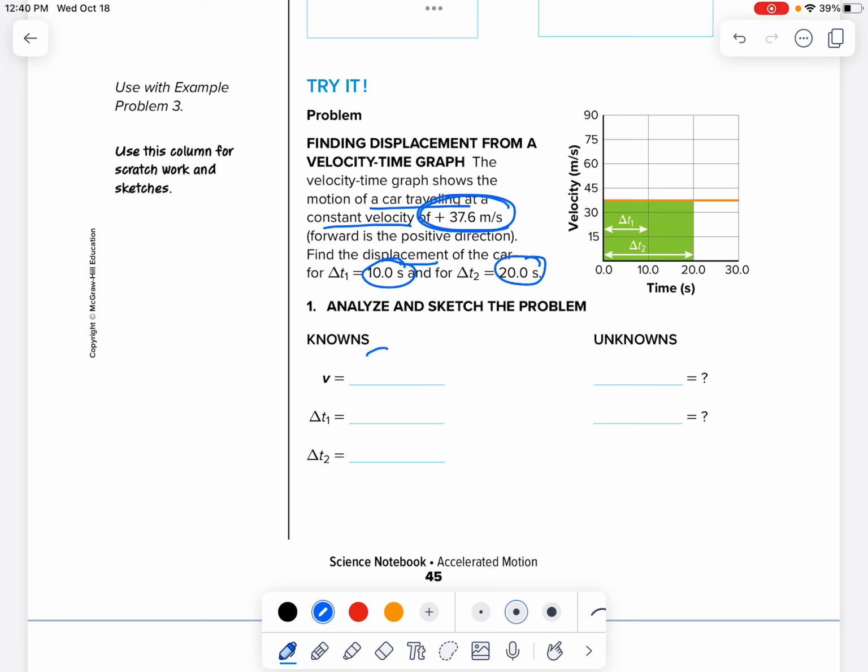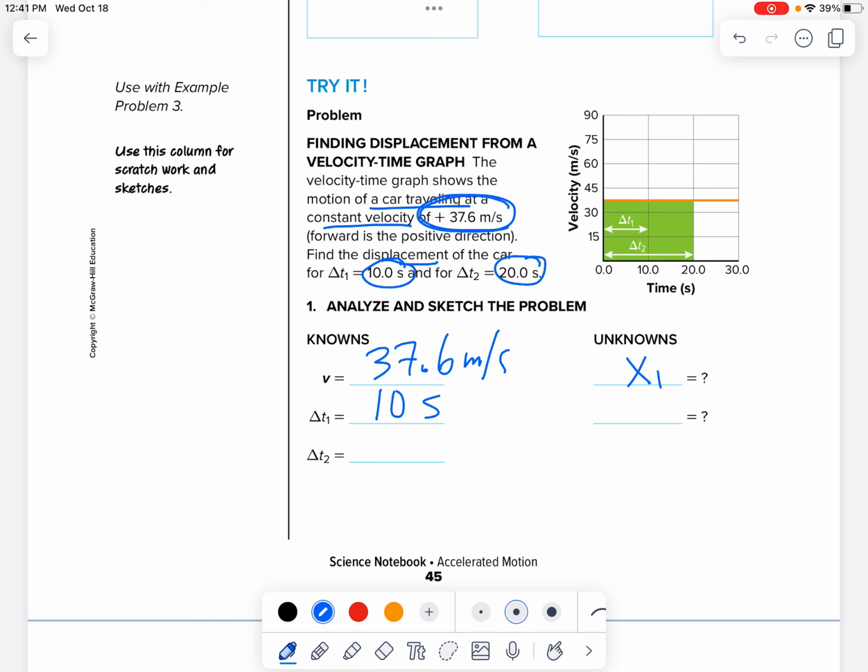So just write down what I'm given. I am given the velocity, and I'm given a time. We'll just do one of the times at a time. So I'm given velocity and time, and I want to find what? I want to find x, the displacement. We'll do the first one, and then we'll do the second one.